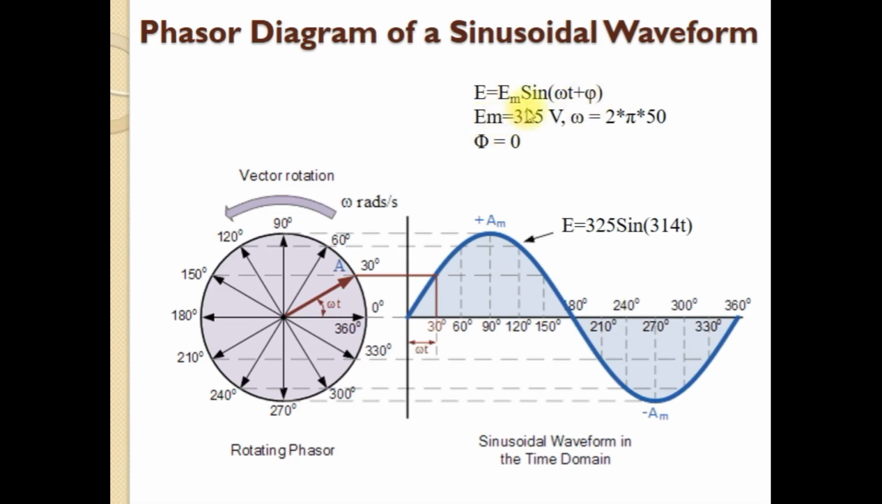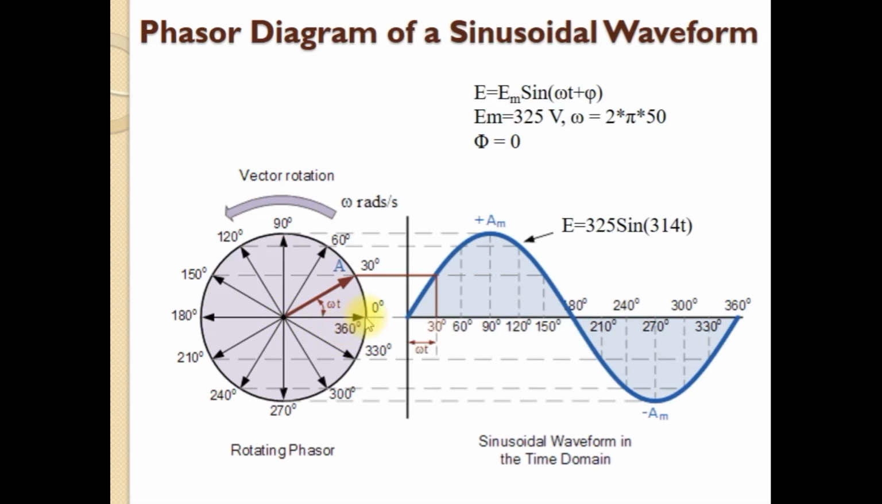Here Em is the maximum value, which is taken to be 325 volt, and I have considered a 50 Hz supply. So omega will be equal to 2 pi into 50, and the initial phase of the waveform is 0. That means when omega t is equal to 0, e will be equal to 0. Initially, that is when omega t is equal to 0, the position of the vector is along the positive direction of x-axis, which is considered to be the reference direction.